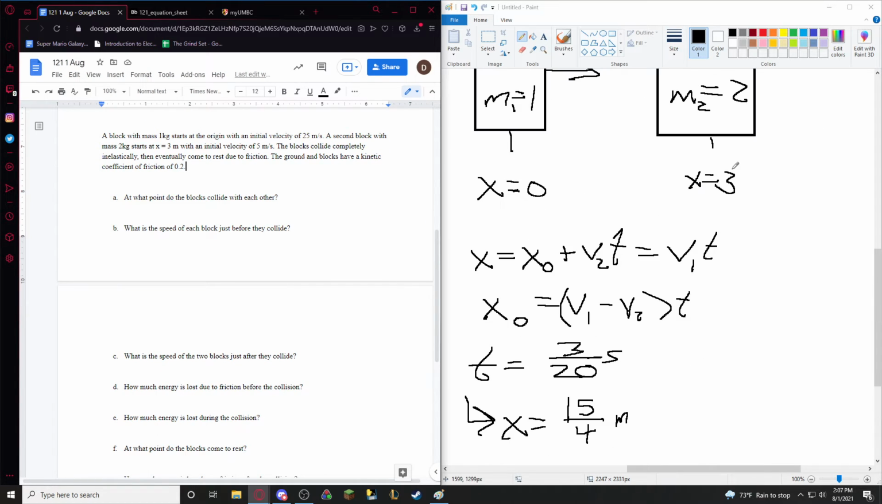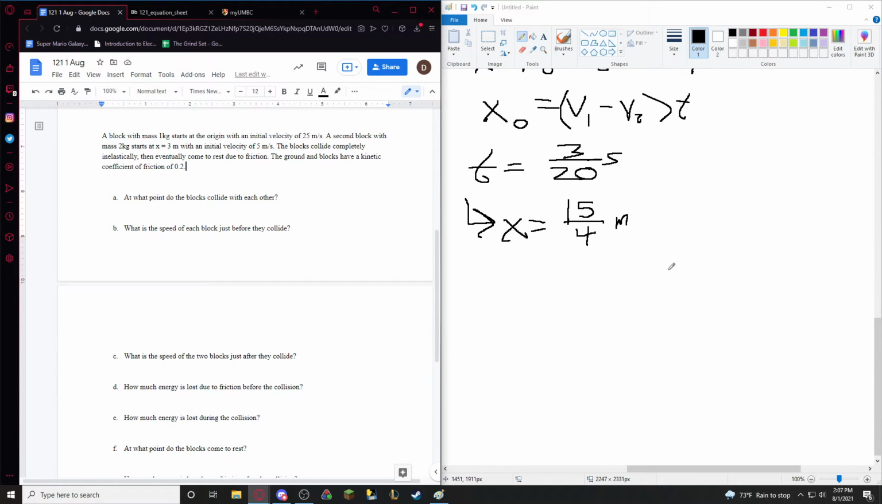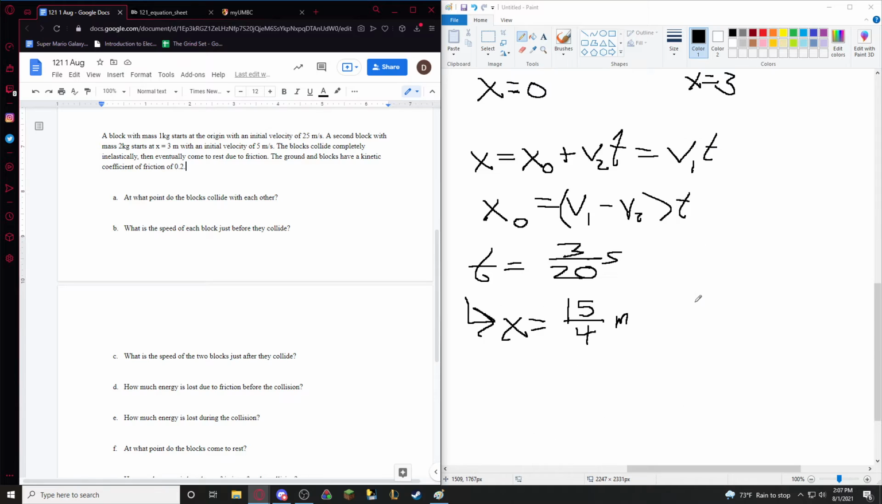So how do we write our conservation of momentum equation? What's the initial momentum of the system? Initial momentum is mass times velocity.